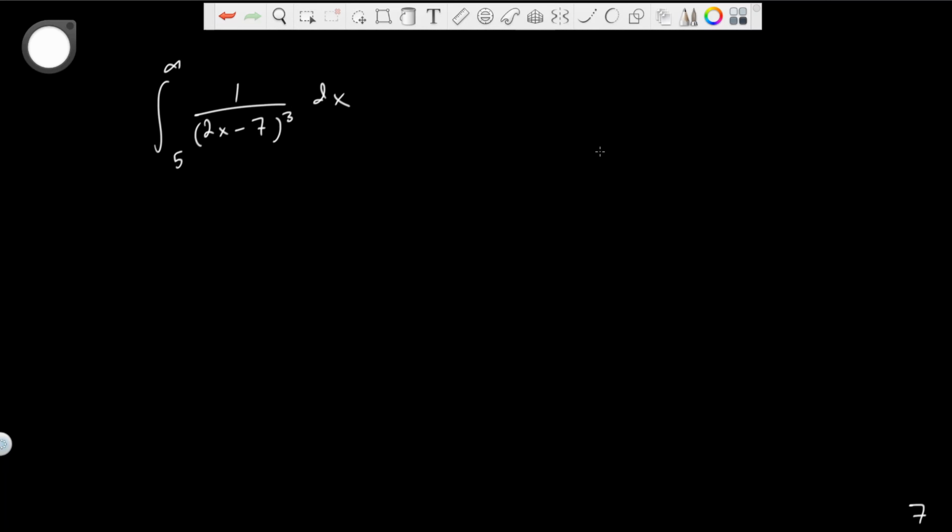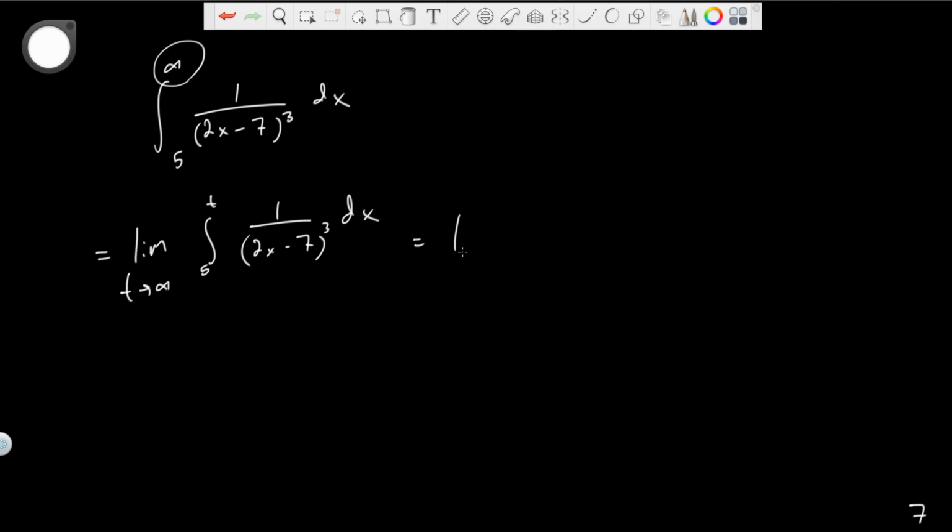Step 1, is it improper? If it wasn't, we would just do it the normal way. But this is improper because we have to add infinity. Step 2, write it as a limit. This is equal to the limit as t goes to infinity of the integral from 5 to t of 1 over (2x minus 7) cubed dx. All right, let's integrate as normal.